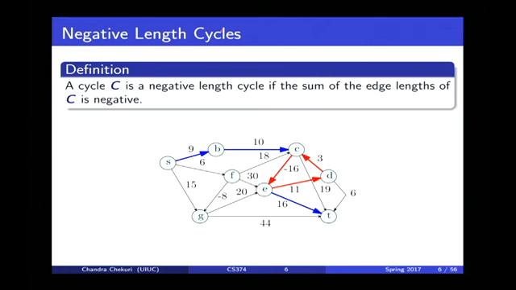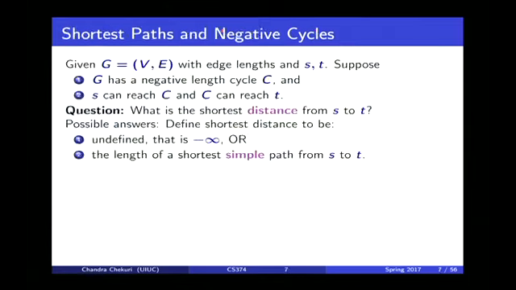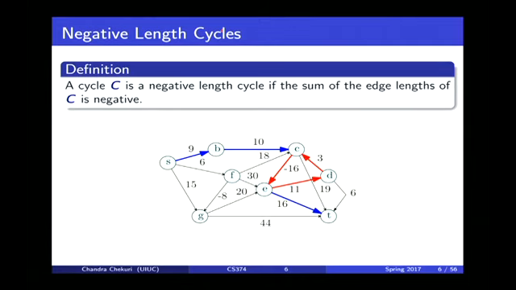Look at this red cycle. What is the length of the cycle? Minus 16, 11, plus, so minus, okay. So what is the length of the shortest path from S to T? I don't know, right? So are we allowed to go around? But is that a path?